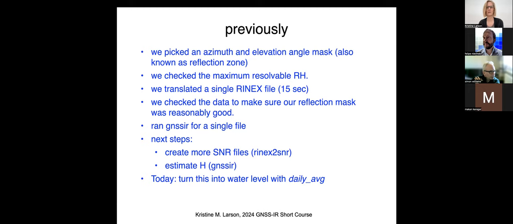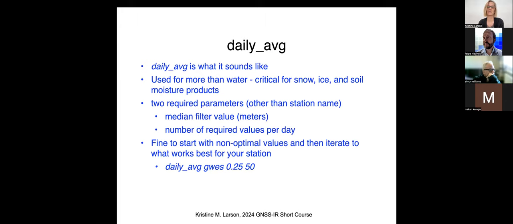The next steps would just be to create more SNR files and to estimate H for each of the arcs, which is what Simon was showing. And then we want to turn it into water level. In this case, for rivers and lakes, I typically use daily average. It's what it sounds like. It does a daily average. One of the issues is it's really not just for water, it's for any environmental parameter where a daily average is sufficient. So it's also used by the snow code, the ice code, and the soil moisture code.